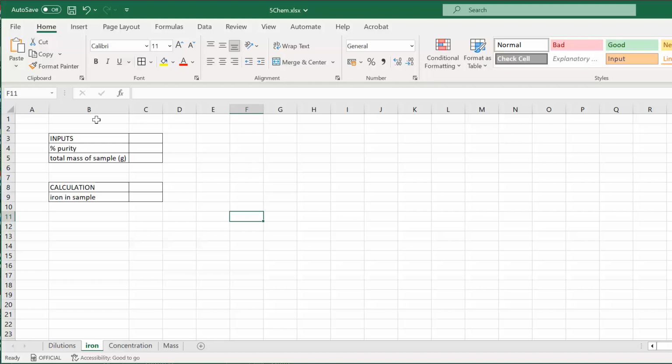The purity is 67.4%, and I'm going to input that as 67.4 and write the percent symbol, like so. And the total mass of the sample is in grams, less than a gram.